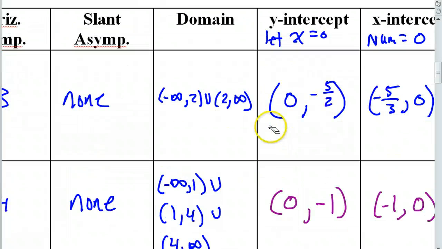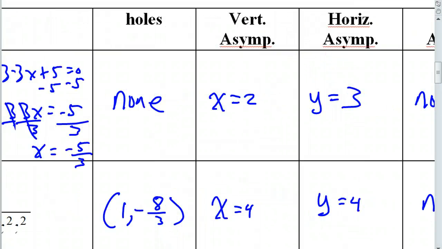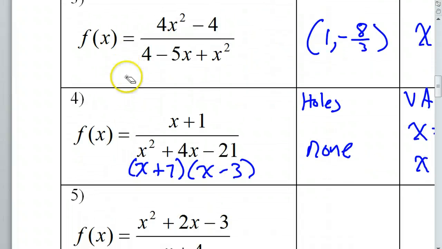All right, so time for the y-intercept. If I want the y-intercept, I let x equal 0. So if I let x equal 0, that means I'm just going to put in zeros everywhere. Okay? Really, going back to the original function for a second.